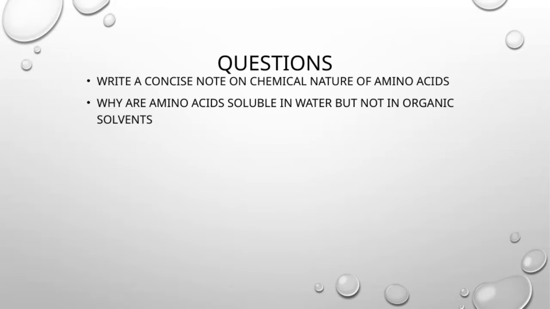Let's wrap up with a quick note on the chemical nature of amino acids. Amino acids are quite interesting because they have both amino and carboxyl groups, making them amphoteric. This means they can act as acids or bases depending on the environment. Their side chains, or R groups, vary widely, giving each amino acid unique properties.